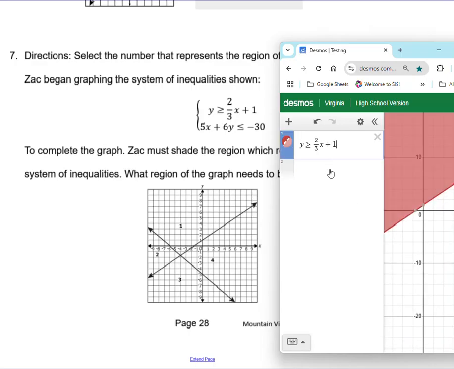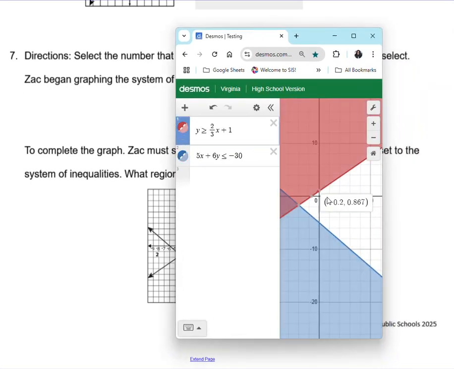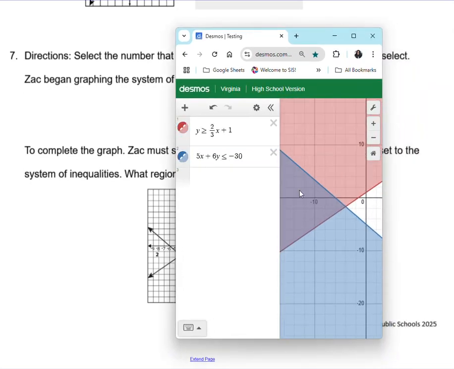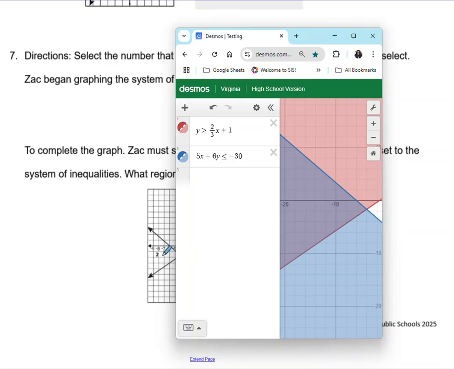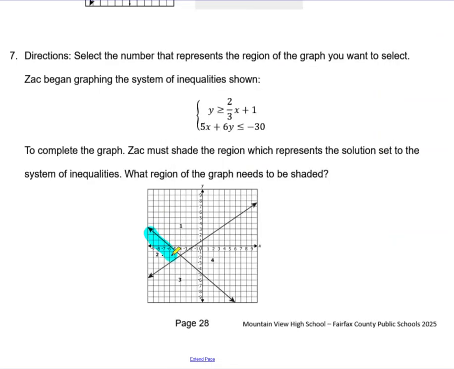Anyway, that's that. And then this one, you have 5x plus 6y is less than or equal to negative 30. All right, so when I look at this graph, I know that it's going to be this shaded region right here. So region 2 is what needs to be shaded. You don't have to shade it, I just have to pick 2, but you know, it's actually kind of fun shading.